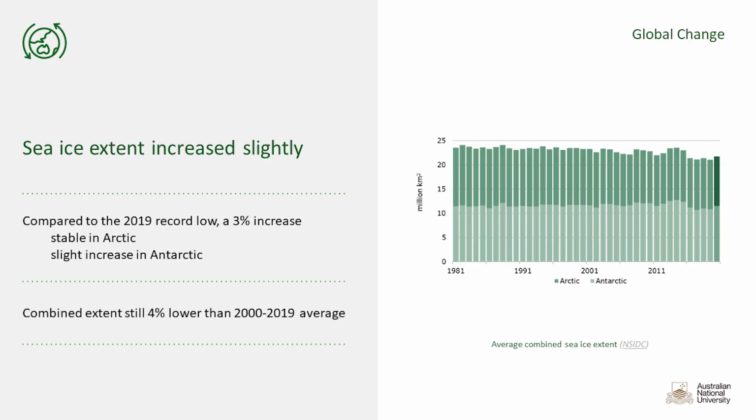Sea ice extent increased slightly. Compared to the 2019 record low, a 3% increase occurred. Ice was stable in the Arctic, but there was a slight increase in the Antarctic. The combined extent, however, is still 4% lower than the 20-year average.